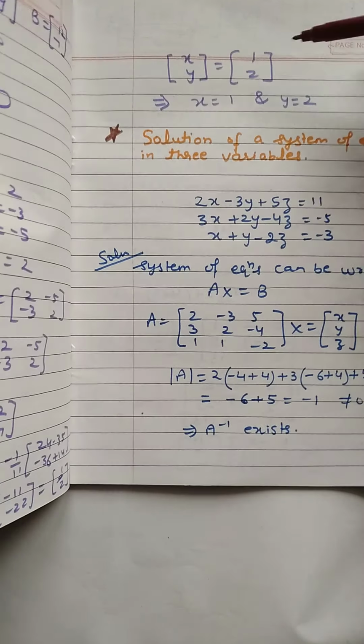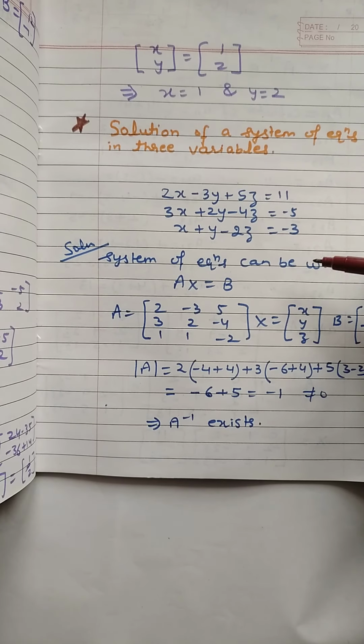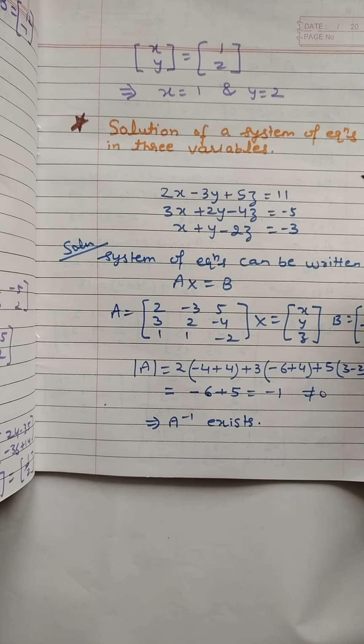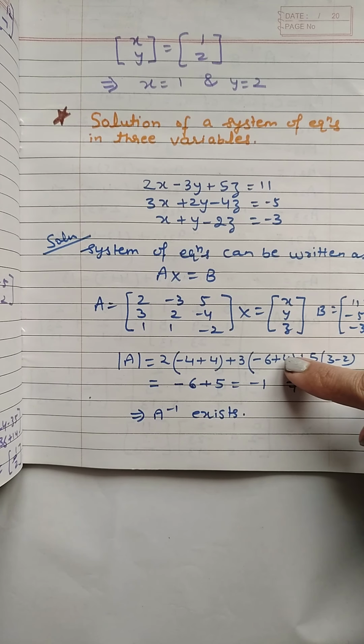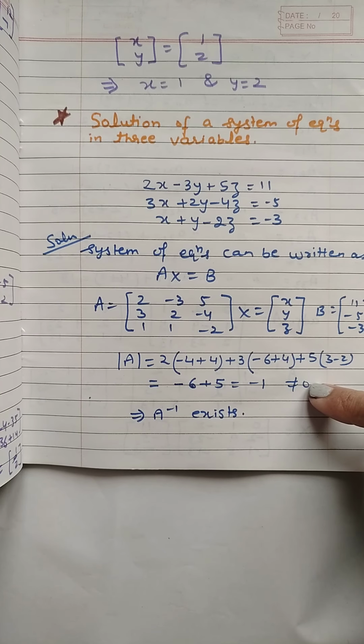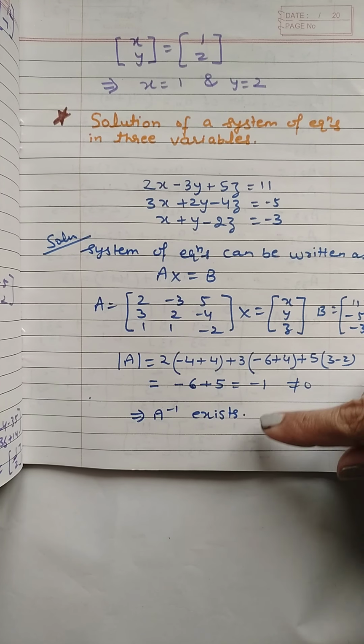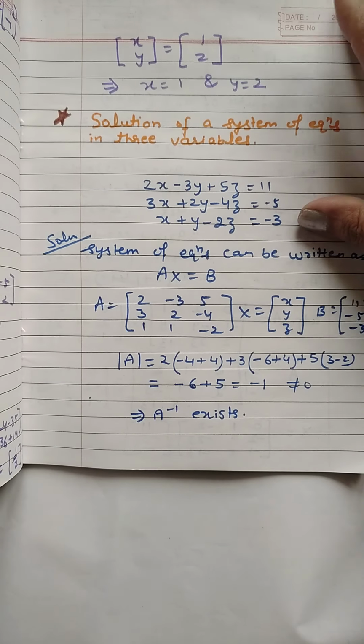Now another example, the solution of a system of equations in 3 variables. Same steps we will follow. Firstly, this is the system of equations in 3 variables x, y and z. First step, this system can be written as Ax = b, where A is the matrix 2 minus 3 5, 3 2 minus 4, 1 1 minus 2. X is x, y, z, and b is the right hand side. Clear? Then second step, find determinant A. After finding it, it comes out non-zero. It means we can find the solution, and A inverse exists.